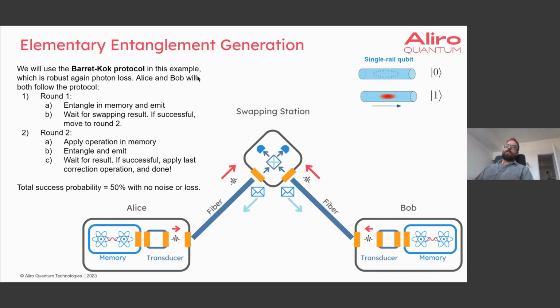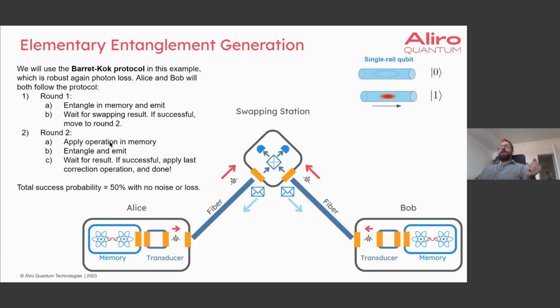I'm just going to go through it at a high level, but this has two rounds. In the first round, we do what I mentioned before, where the memories entangle their two qubits and then send one qubit along as a photon. These then get measured by the swapping station, who then sends a result back to Alice and Bob. Based on this result, they either failed or they succeeded.